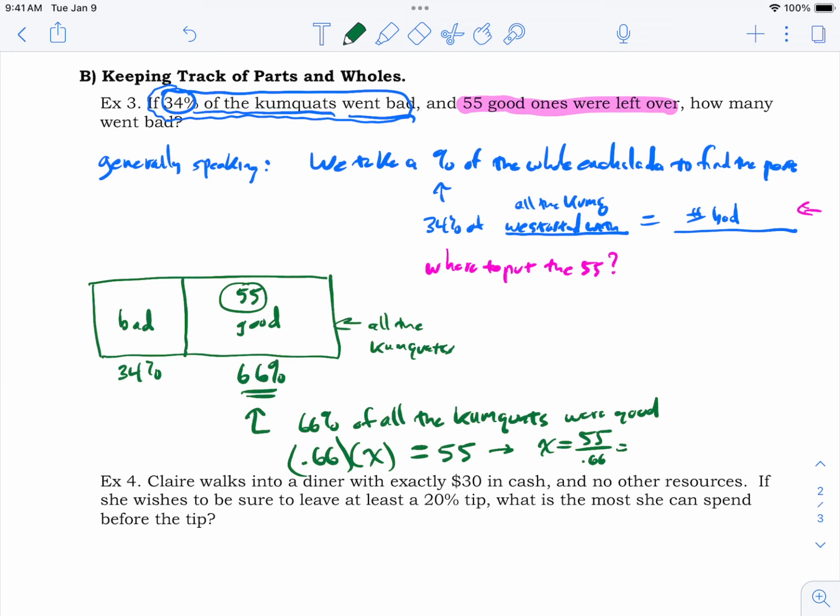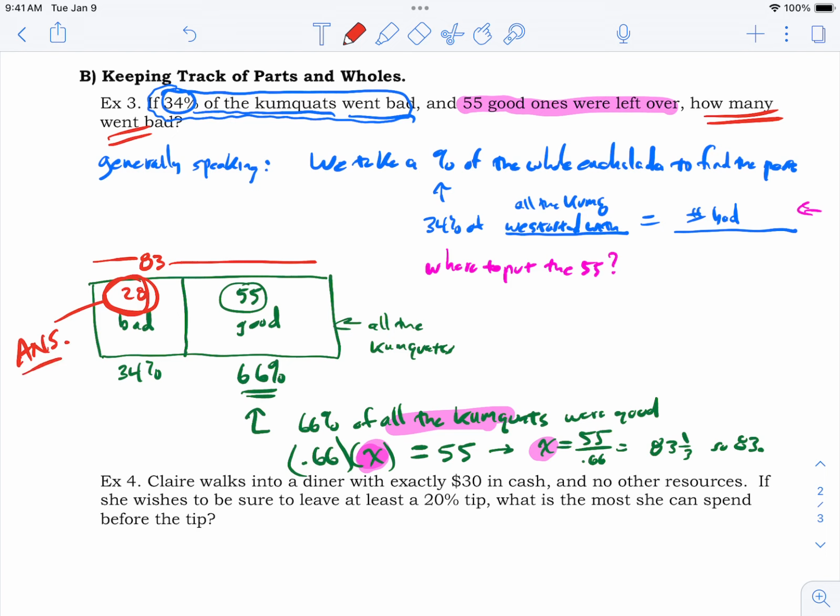And when you do that on your calculator later, what do I get? I got 83 1/3. So maybe 83 altogether. Now, again, keep track of yourself. What did you just solve for? I just solved for this. That's all the kumquats. We had 83 kumquats. So come back up here. We had 83 altogether. So if that's 55, 83 minus 55 is, what the heck is that, 28? Did I do that right? 55, 75. Yep, 83. And that's the number. How many went bad? The answer is 28.